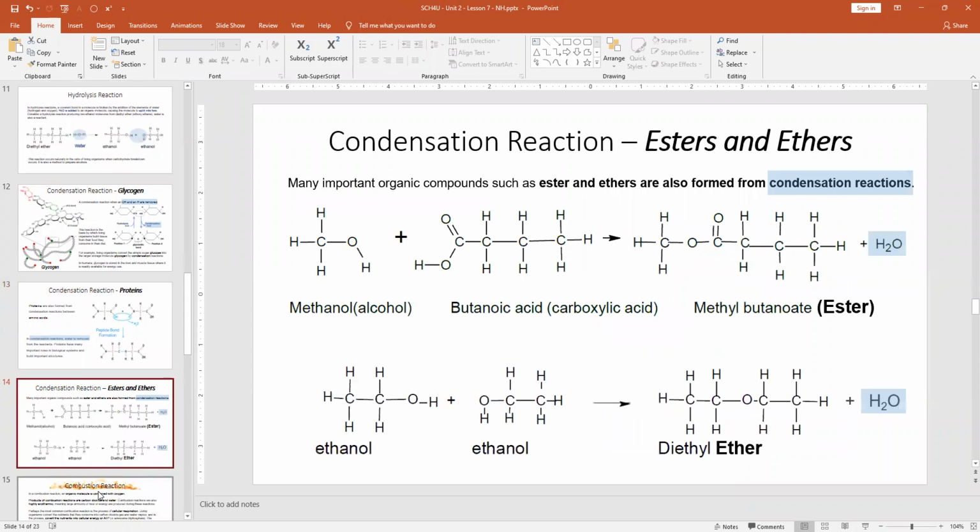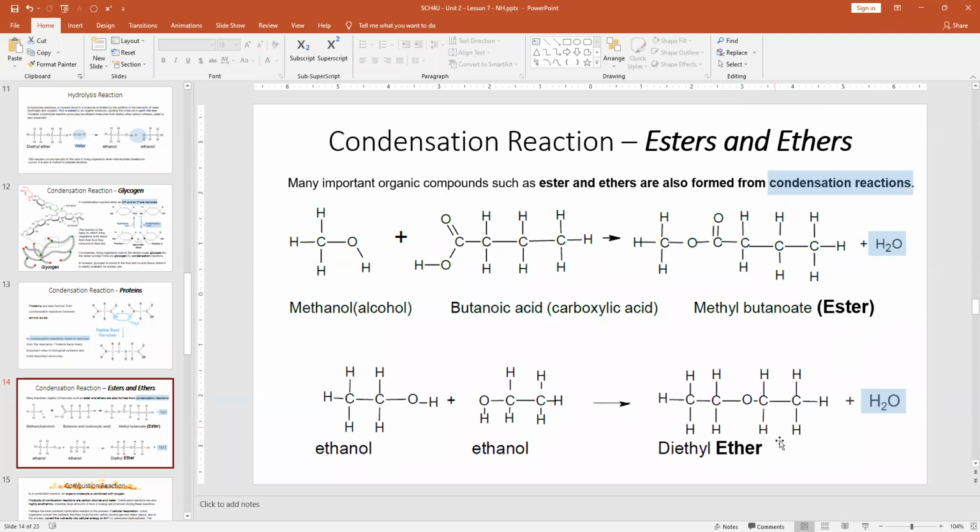We talked a little bit more about the formation of esters and ethers through condensation reactions. Again, you have a molecule of water being lost and a bond formed to produce a new molecule, which is made from the joining of these 2 reactant molecules. In this case, the ester is formed from an alcohol and a carboxylic acid. It's formed from methanol and butanoic acid. Water is removed and you get methyl butanoate, which is an ester.